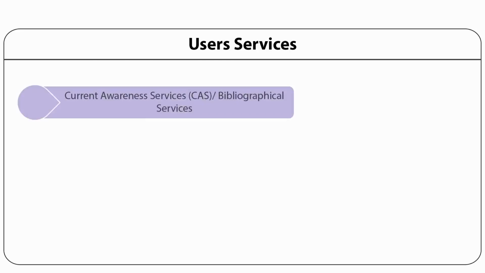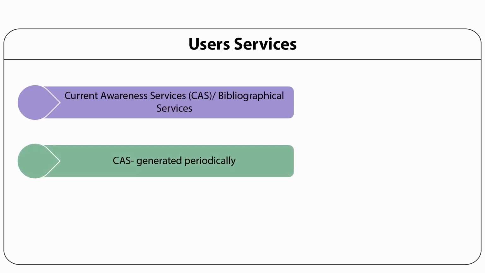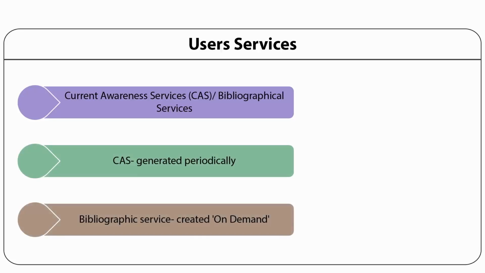User services. The cataloging or OPAC module of ILMS can provide the following services: current awareness or bibliographical services. In principle, current awareness service and bibliographic service are the same. While current awareness service is generated periodically, bibliographic service is created on demand. One can select appropriate options and provide filters if needed and generate the report. The report can also be saved in different formats, that is in PDF format or Excel. It can also be printed and also sent by email to the users.